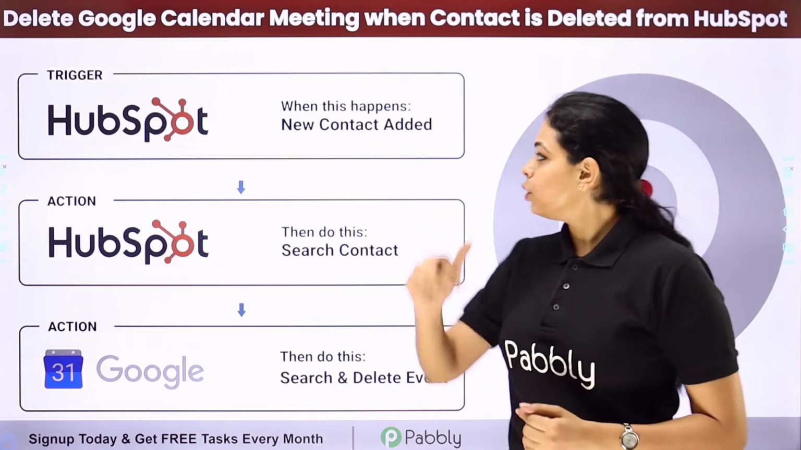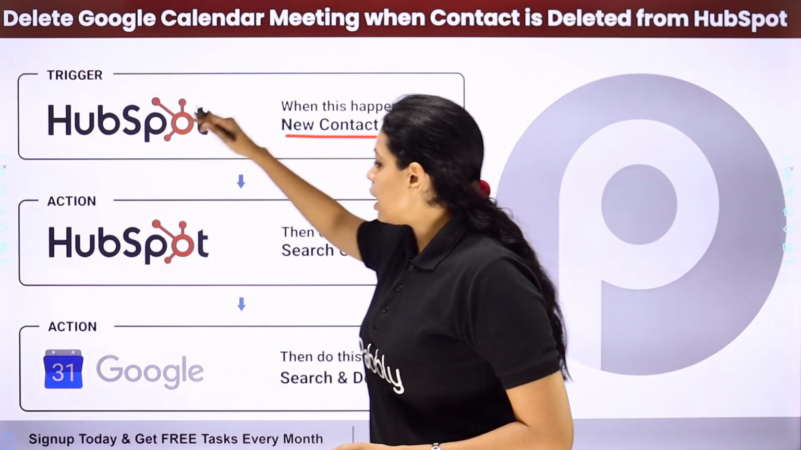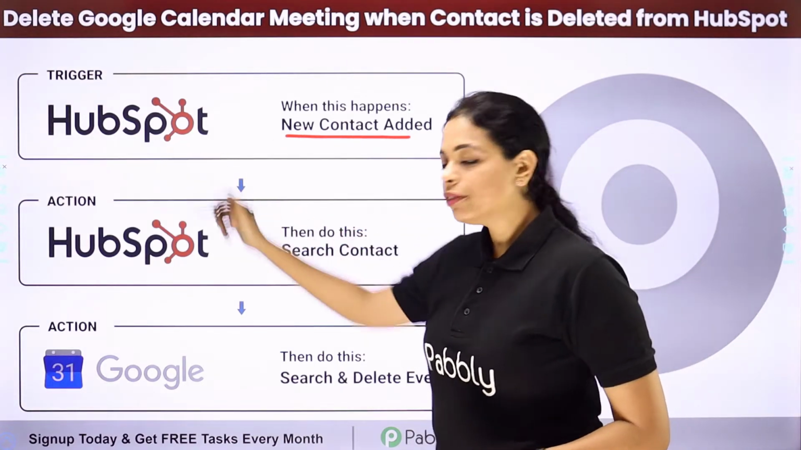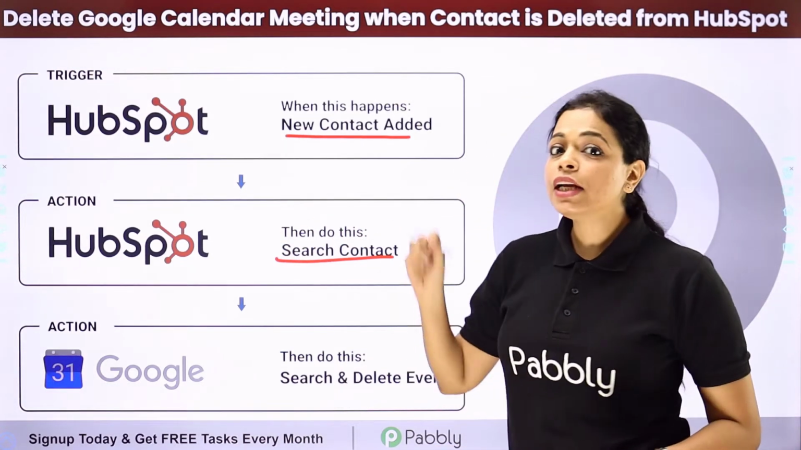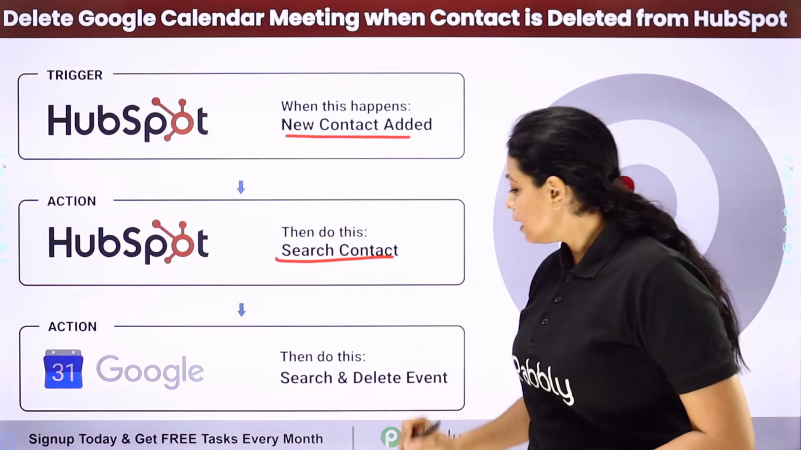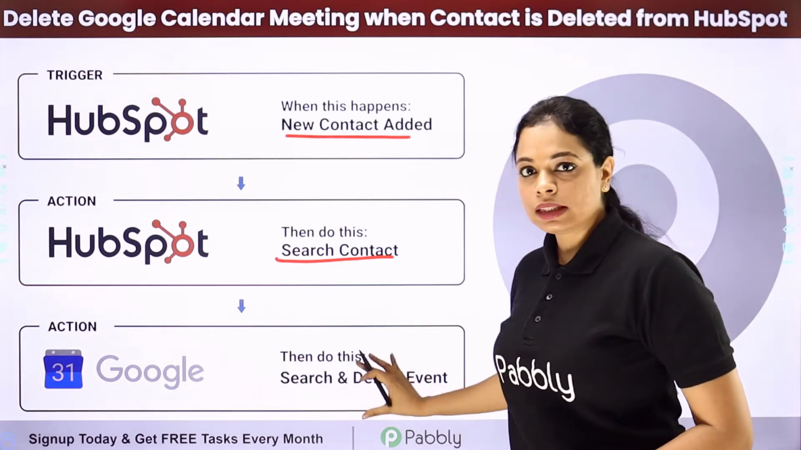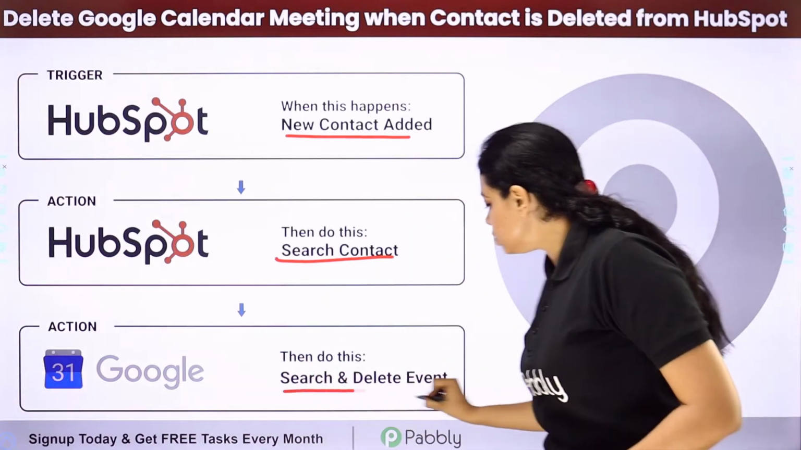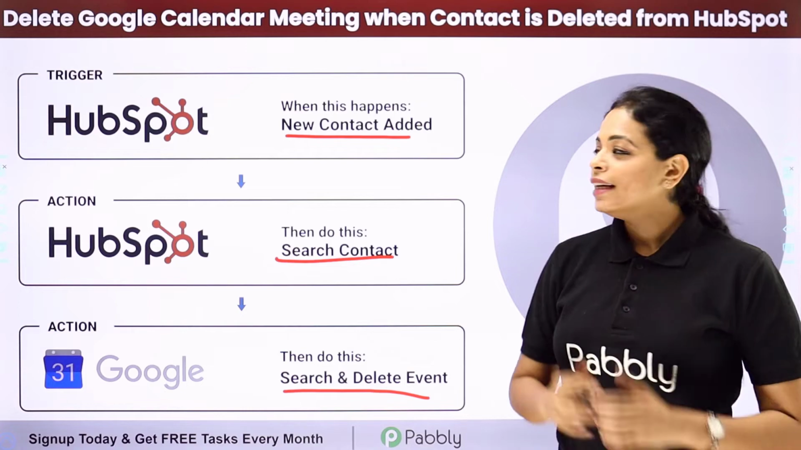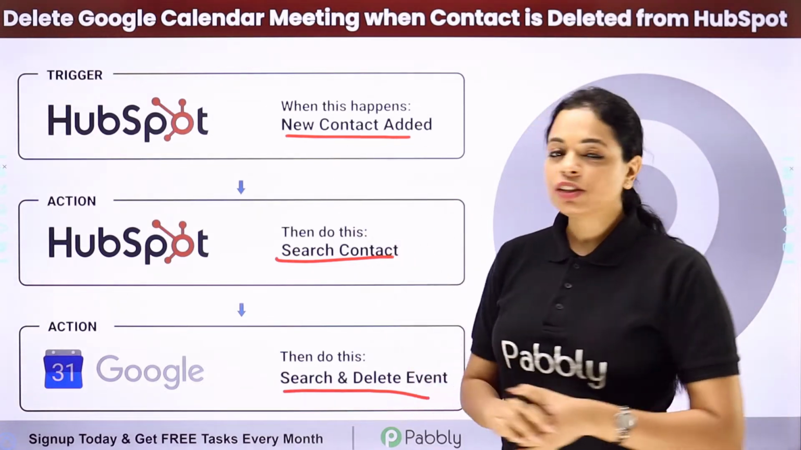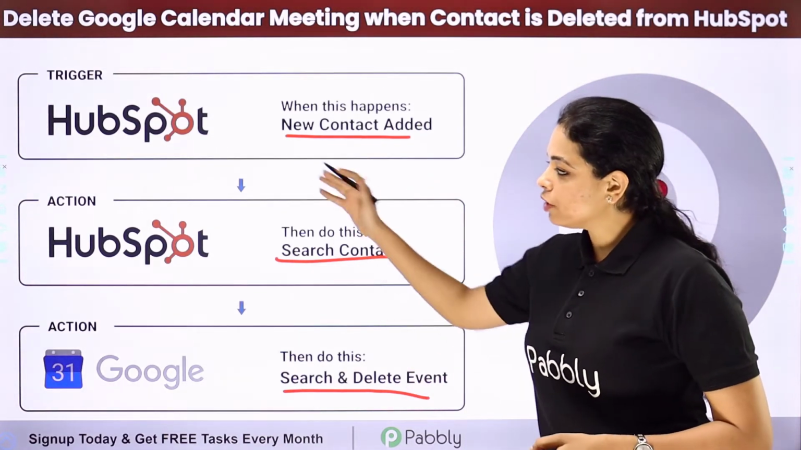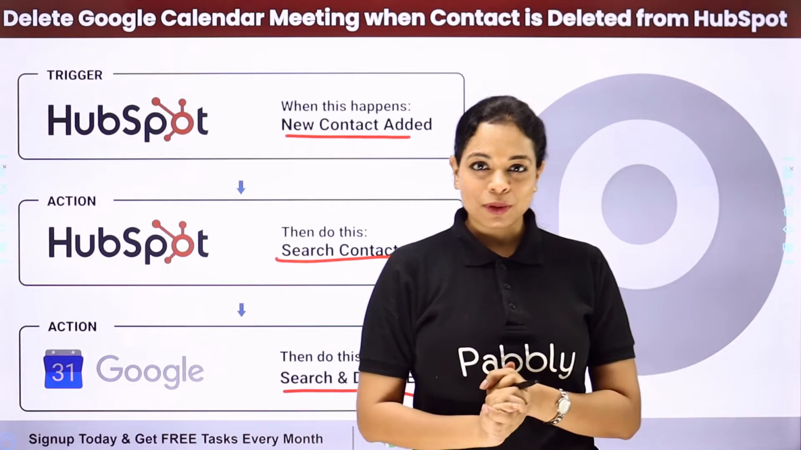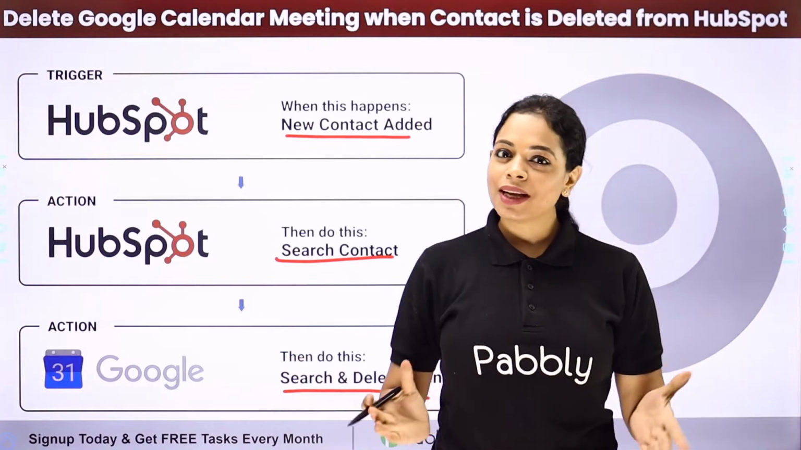How can that be done? For this, we are going to integrate HubSpot and Google Calendar using Pabbly Connect. So every time a new contact is added here, first we are going to search for that contact. If the contact exists, then this particular step won't follow. But if the contact has been deleted, then we are going to search and delete the event from Google Calendar. So here our trigger application will be HubSpot and our action application will be first HubSpot, then Google Calendar. Now, how can you integrate and automate this entire process? To understand that, let me take you to my screen.